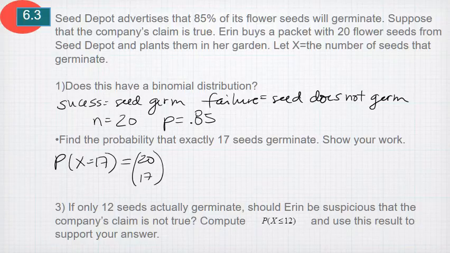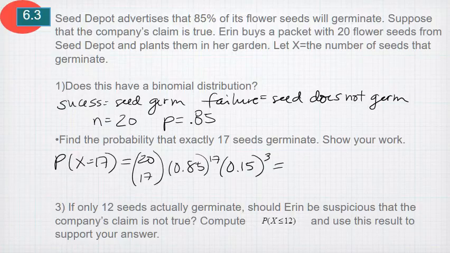So I'm going to say there's 20 choose 17, okay? And what's the probability of success that they germinate? This would be 0.85, and there's a total of 17 of those, right? And then the probability of failure, if the probability of success is 0.85, then the probability of my failure is 0.15. And if there's 17 total, that means 3 are going to be failures. So if I plug this into my calculator, I get 0.2428.